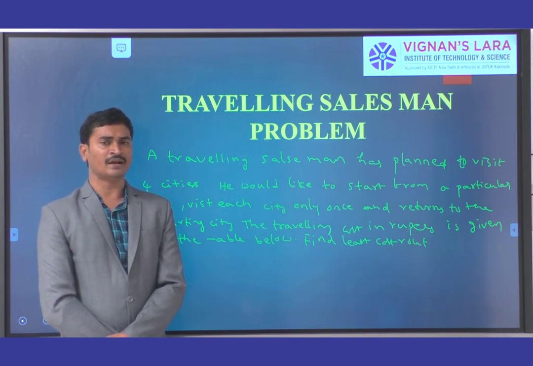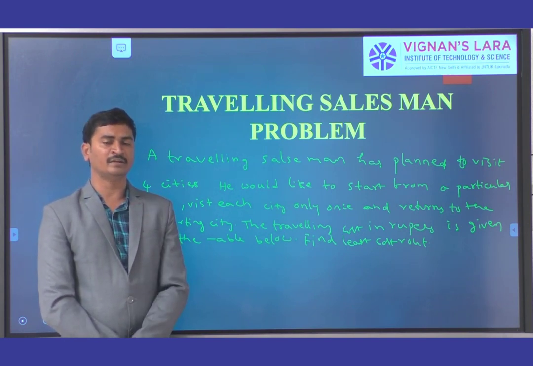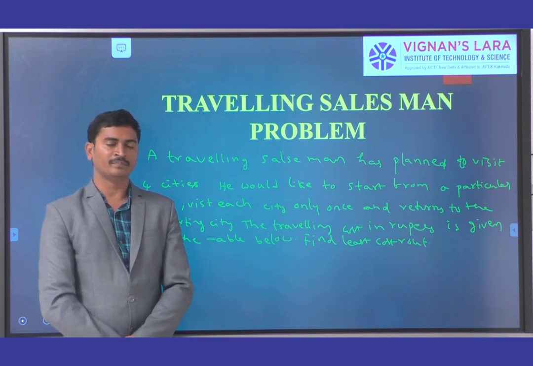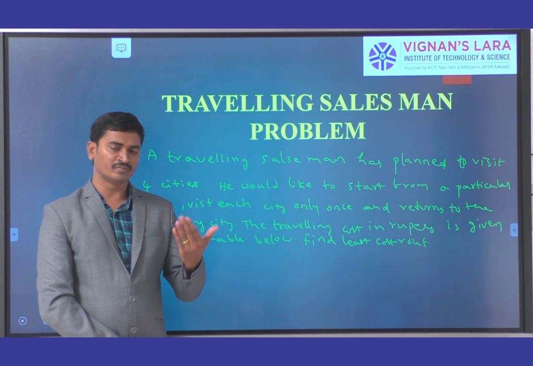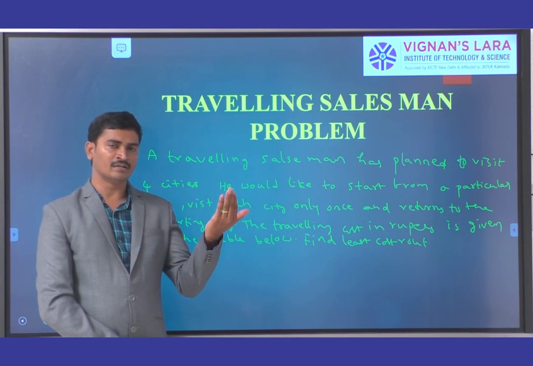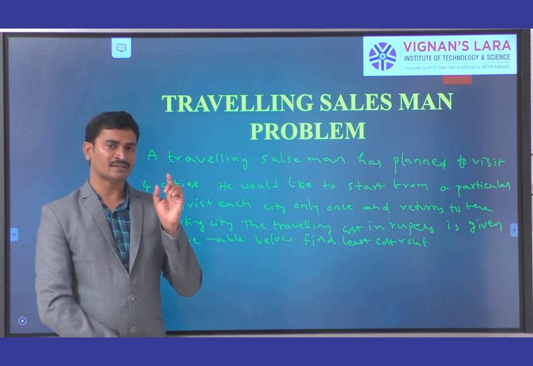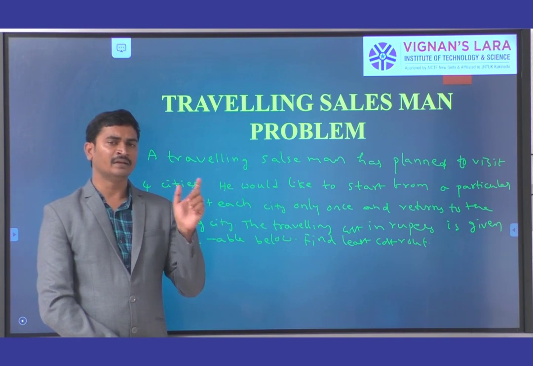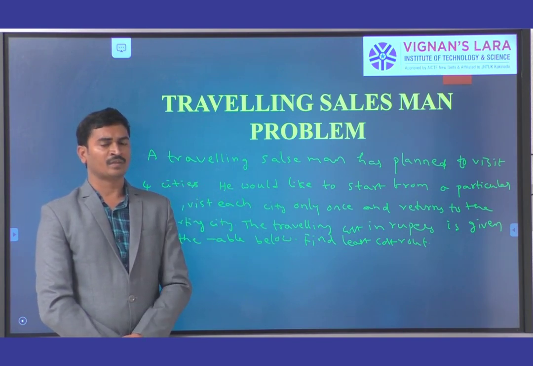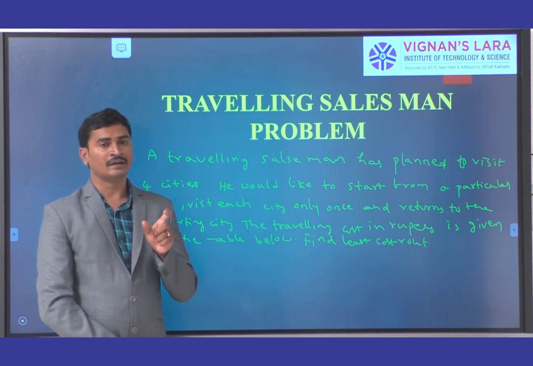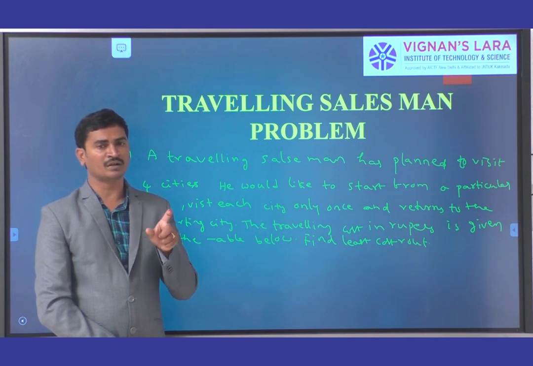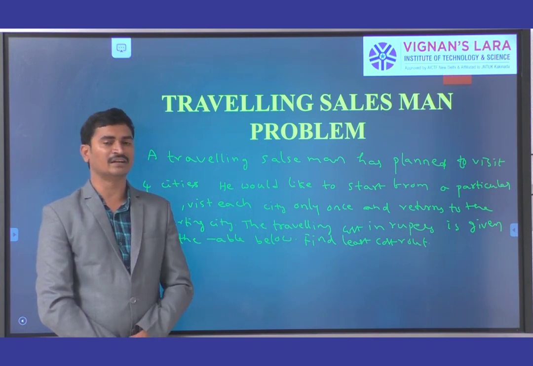Suppose he started at his home city or company, then he reaches his home city again after completing all the cities. It means he has to visit every location. What are the visiting centers there? He has to attend every visiting center. He doesn't repeat that; he won't come again to a visited center.